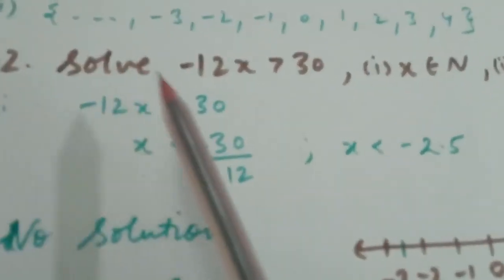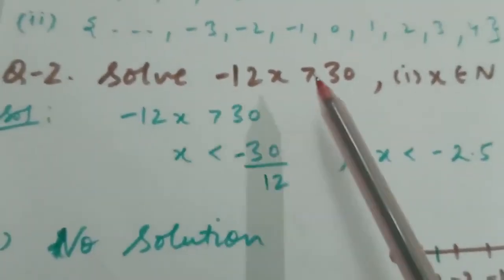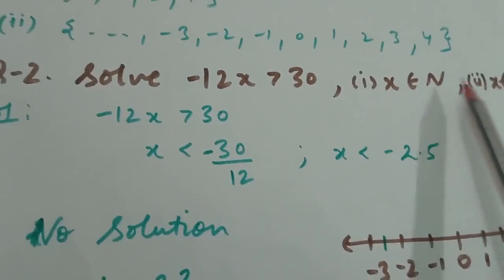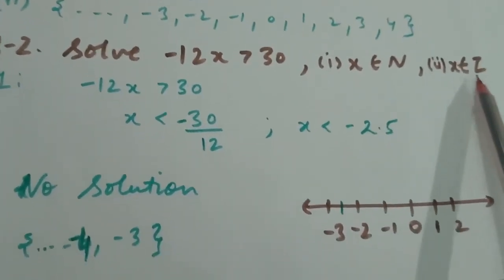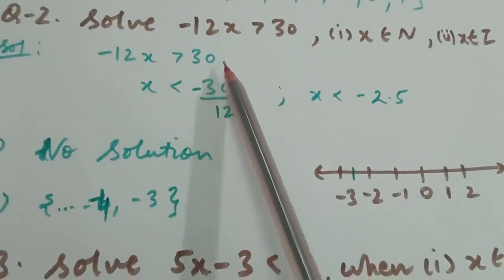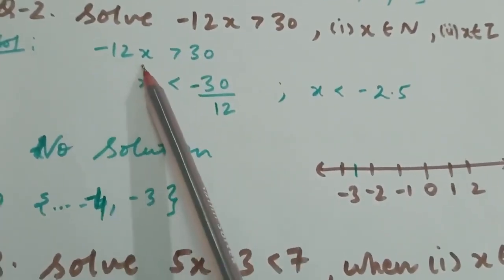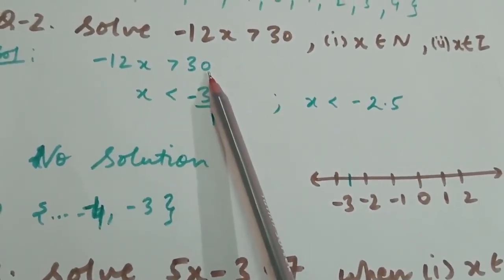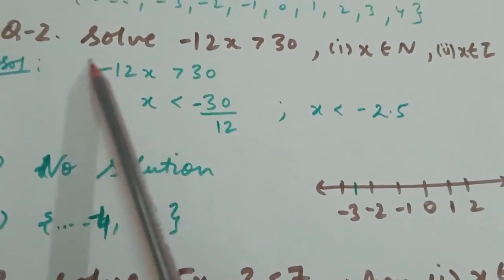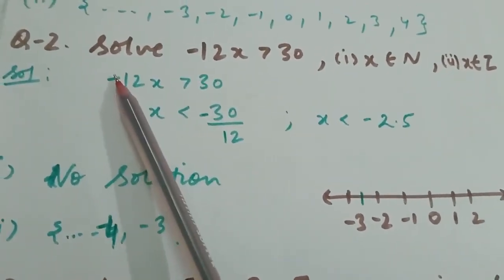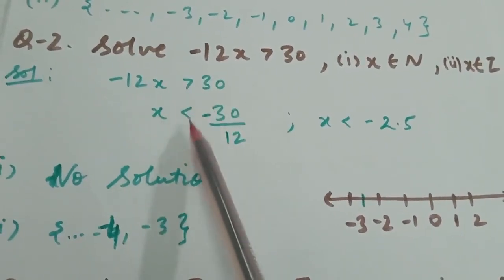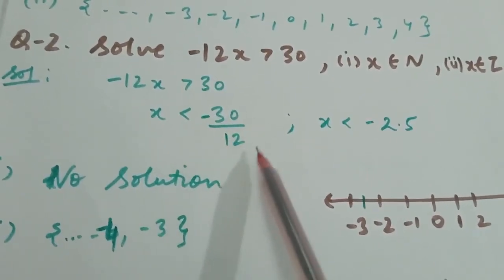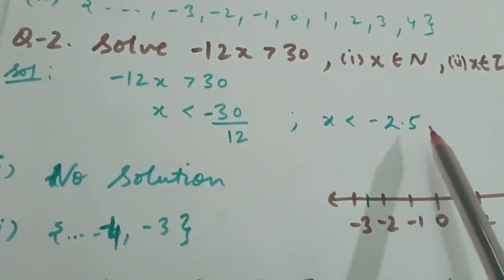Now question number second: solve minus 12x greater than 30. First when x belongs to natural numbers, and second when x belongs to the integers. So minus 12x greater than 30. Now to find the value of x, we have to divide this inequality by minus 12, right? Dividing by a negative number, the sign will change from greater than to less than. So x is now less than minus 30 upon 12, that is x is less than minus 2.5.